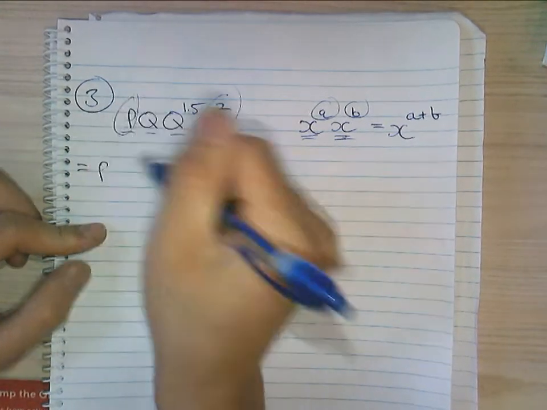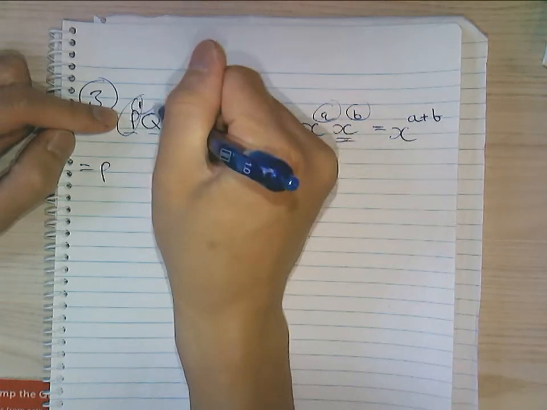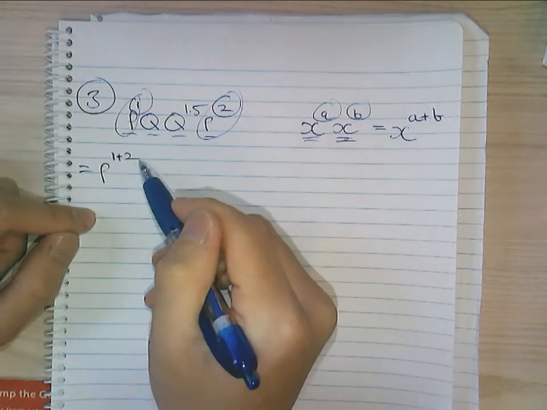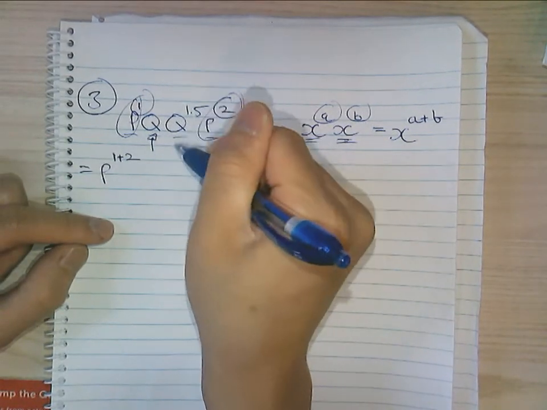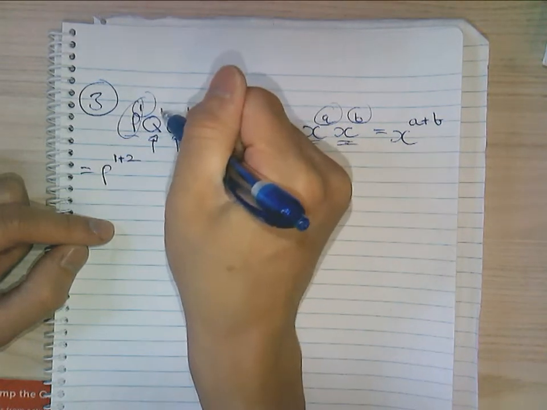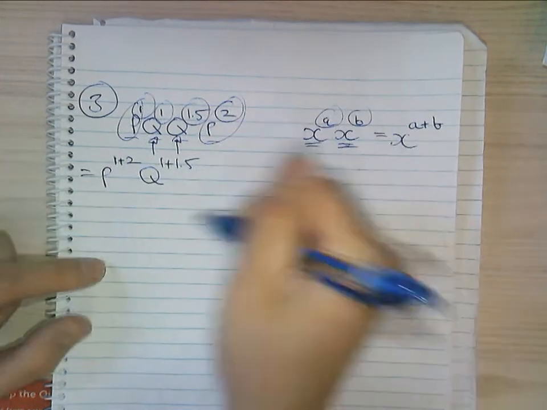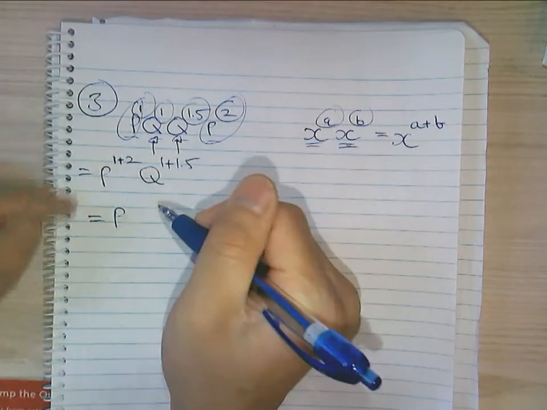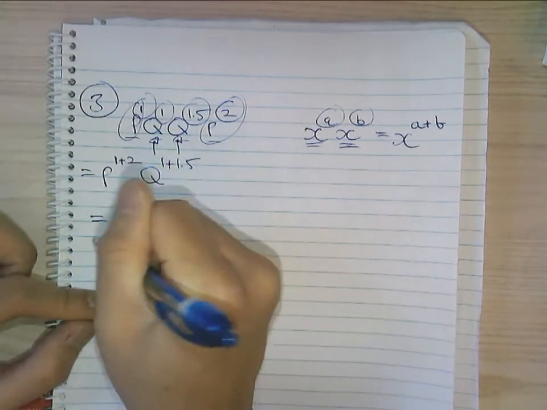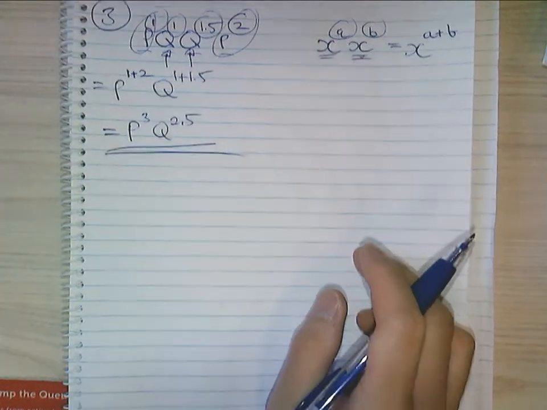So this becomes p, and this p by itself is actually to the power of 1 here, right? So we can simplify that. It says 1 plus 2. So I'm just going to write it in full because it's our first time doing it. 1 plus 2. And then we can do a similar thing with this q and this q. So they're both the same base. We can simplify them by adding the powers. So this is q to the power 1, 1 plus 1.5. Okay, so this then further simplifies to p, 1 plus 2 is 3, q, 1 plus 1.5 is 2.5. And there's your answer. Okay, let's keep on going.